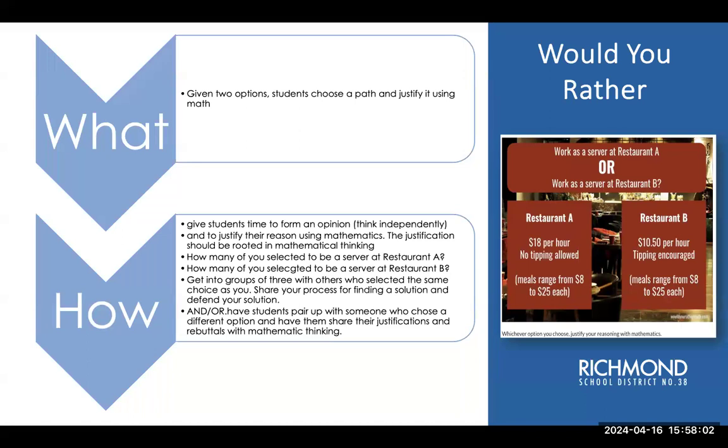Would You Rather is a really good instructional routine to use at the beginning of a lesson, giving options for students. They have to pick a path and then justify it using math. There are so many different ways that you can go about doing it. This is one example that I have on the screen, but essentially what we want to do is have students think independently first, use math to determine their solution, and then be able to talk about it and rationalize it with other people so that they can determine ultimately, is there a better place to work at in this example, or what's the best solution?